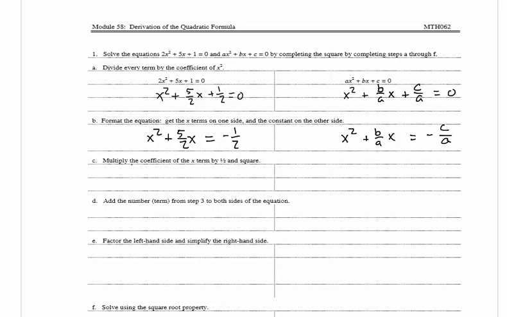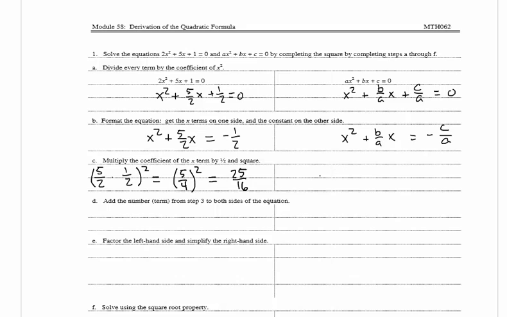And now in C it says multiply the coefficient of the x term by 1 half and square it. So our coefficient of the x term in the first equation is 5 halves, and in the second equation it's b over a. So we're going to have 5 halves times 1 half squared, and 5 halves times 1 half is equal to 5 fourths. So we have 5 fourths squared, and 5 fourths squared is equal to 25 over 16.